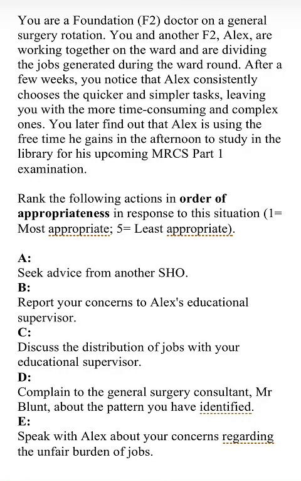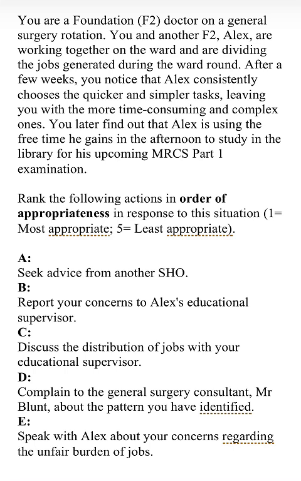You are a Foundation 2 doctor on a general surgery rotation. You and another F2, Alex, are working together on the ward and are dividing the jobs generated during the ward round. After a few weeks, you notice that Alex consistently chooses the quicker and simpler task, leaving you with the more time-consuming and complex ones.